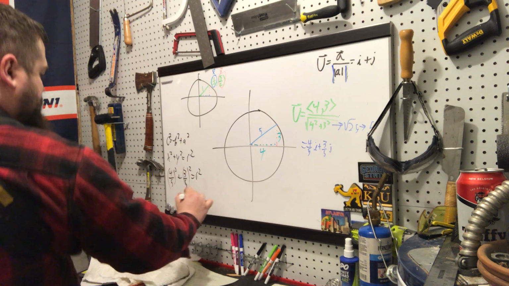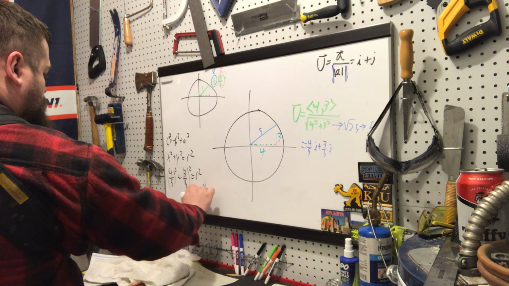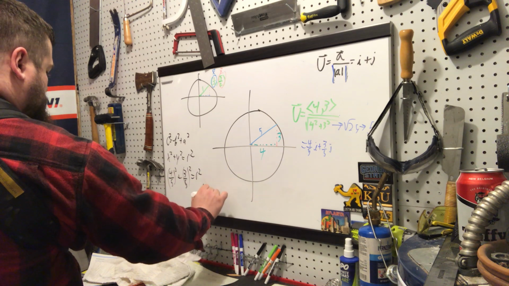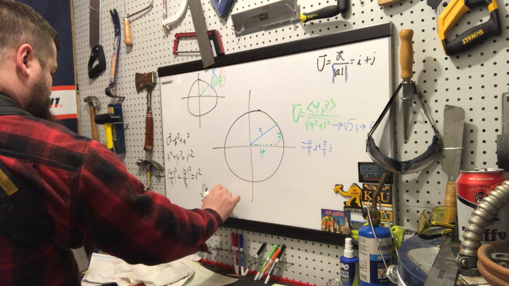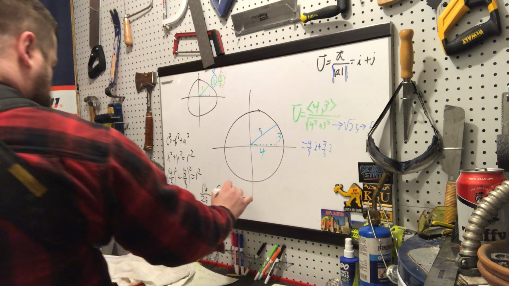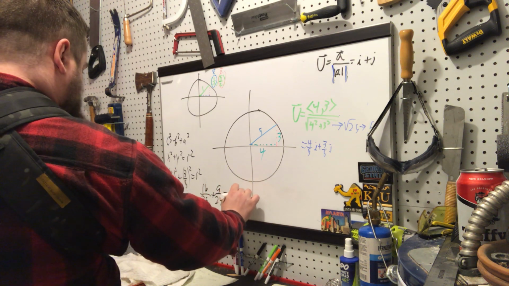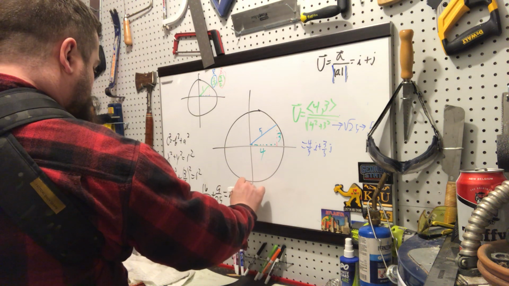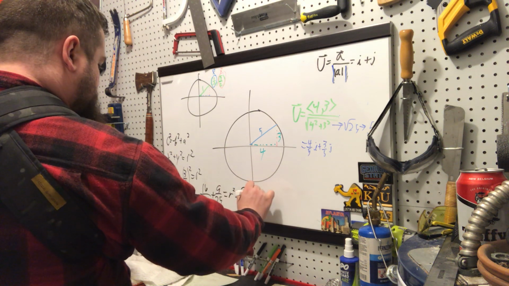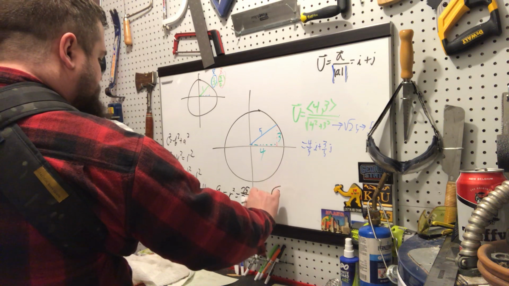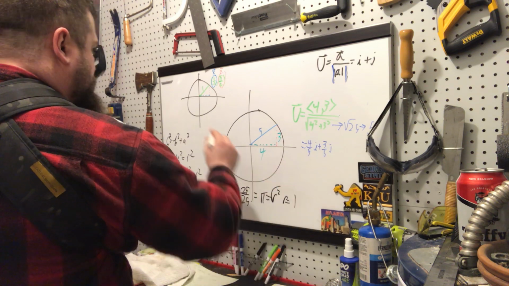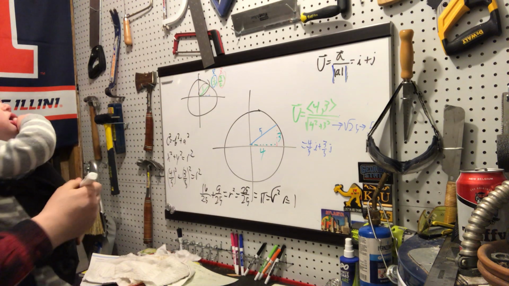Well, lo and behold, what's this? We get 16 over 25 plus 9 over 25 is equal to r squared, which is equal to, again, 25 over 25, which is equal to 1. Take the square root, and r is equal to 1. Now you're back here. That's all it is.